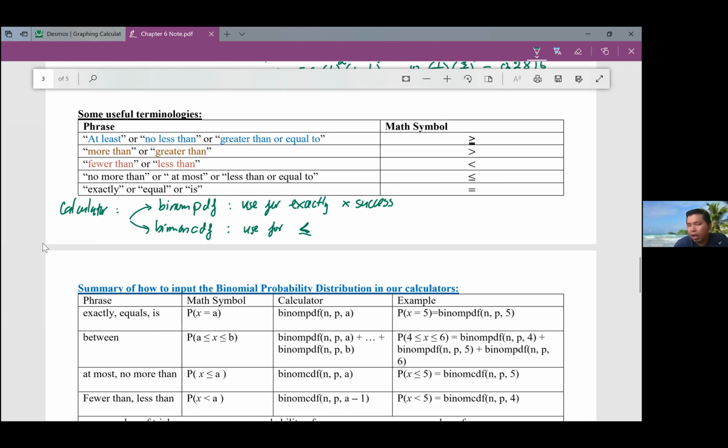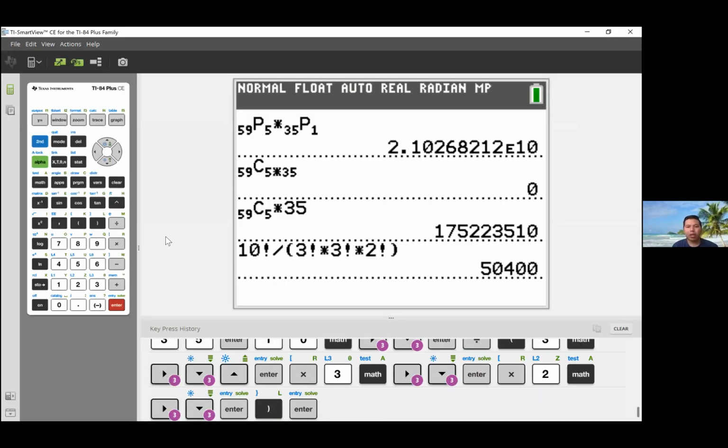On your calculators, you're going to press second and then select vars. And then you can select binom PDF or binom CDF. So you have your calculator with you. You can definitely go back to that and see what's going on. All right, so let me share with you the calculators. Here's the calculator.